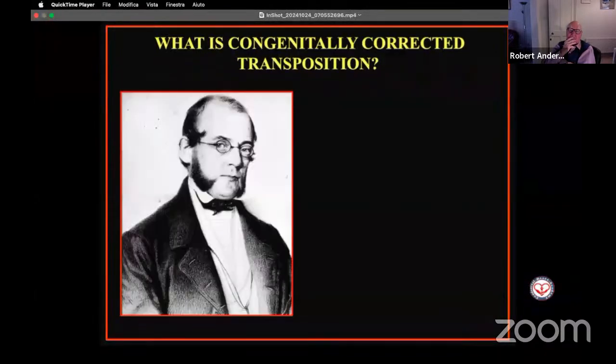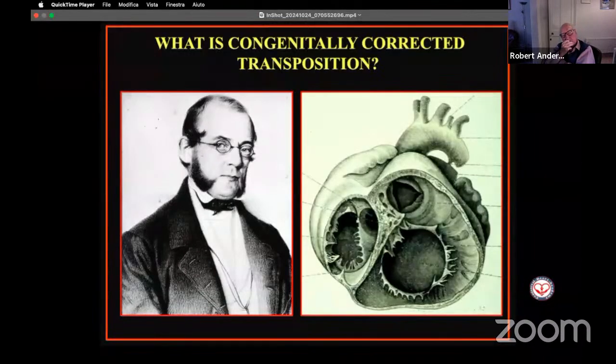Now, it has a long history. This is the man who first described it. This is the Baron von Rokitansky. The Baron was the foremost cardiac pathologist of the 19th century. He practiced in Vienna, and this is the picture from his atlas where he shows us the first known example of congenitally corrected transposition. And you see, he shows you a short axis view looking at the base of the heart from the apex. And this is exactly how nowadays echocardiographers will show you congenitally corrected transposition.